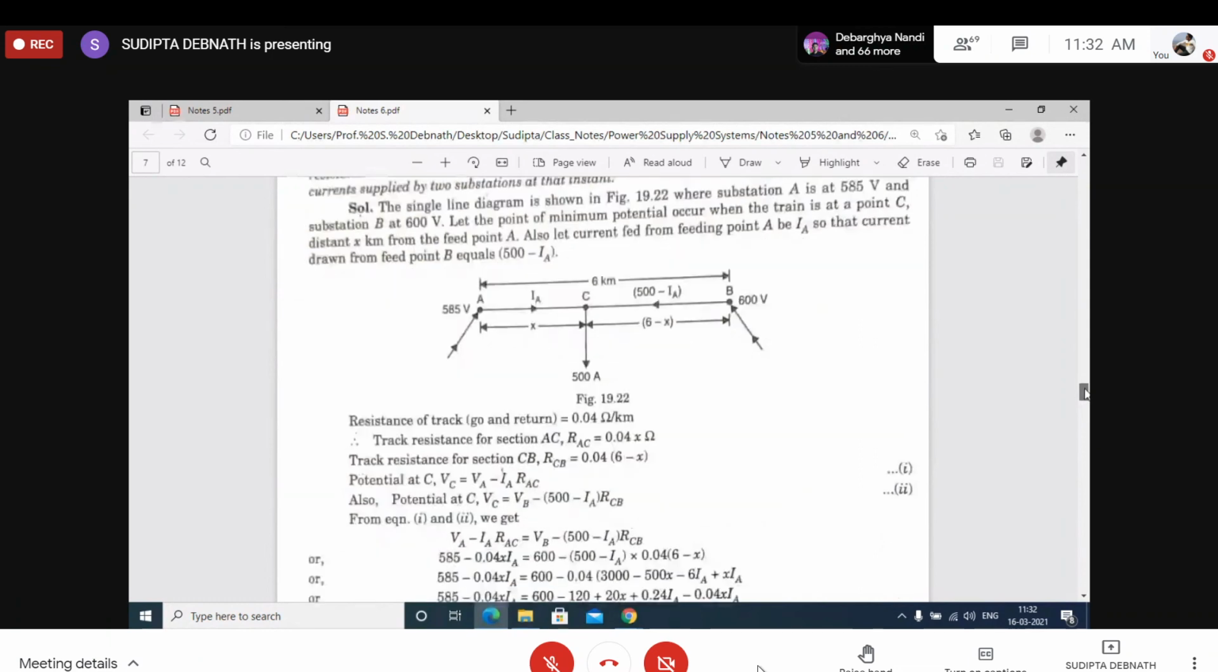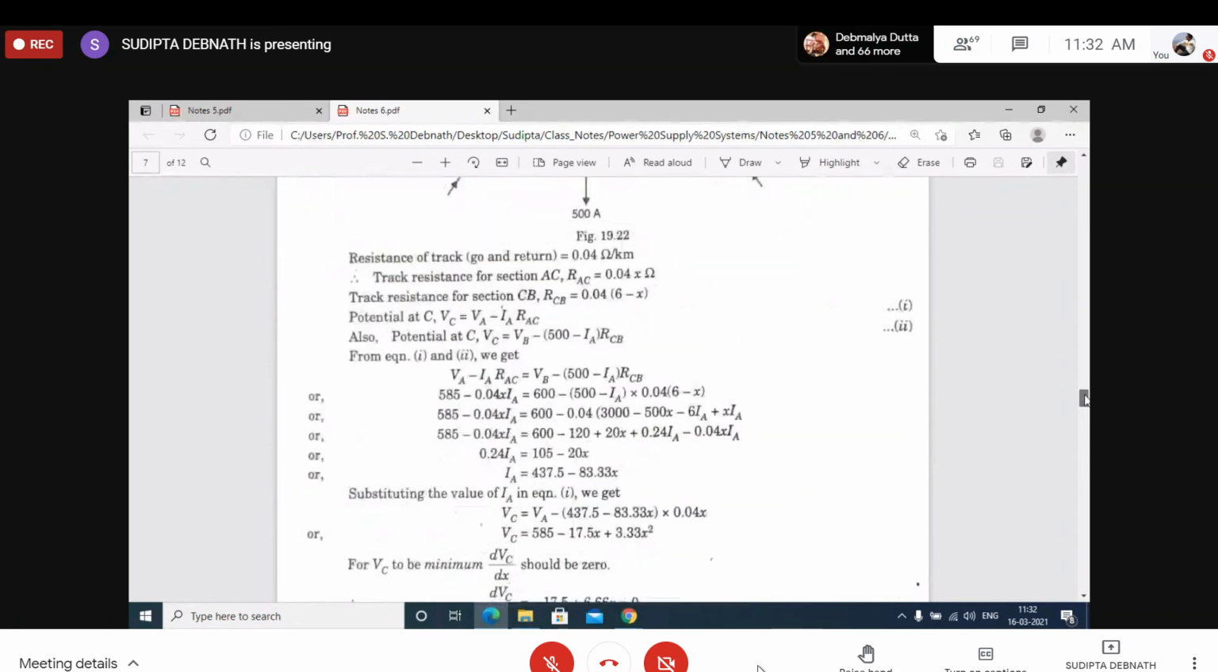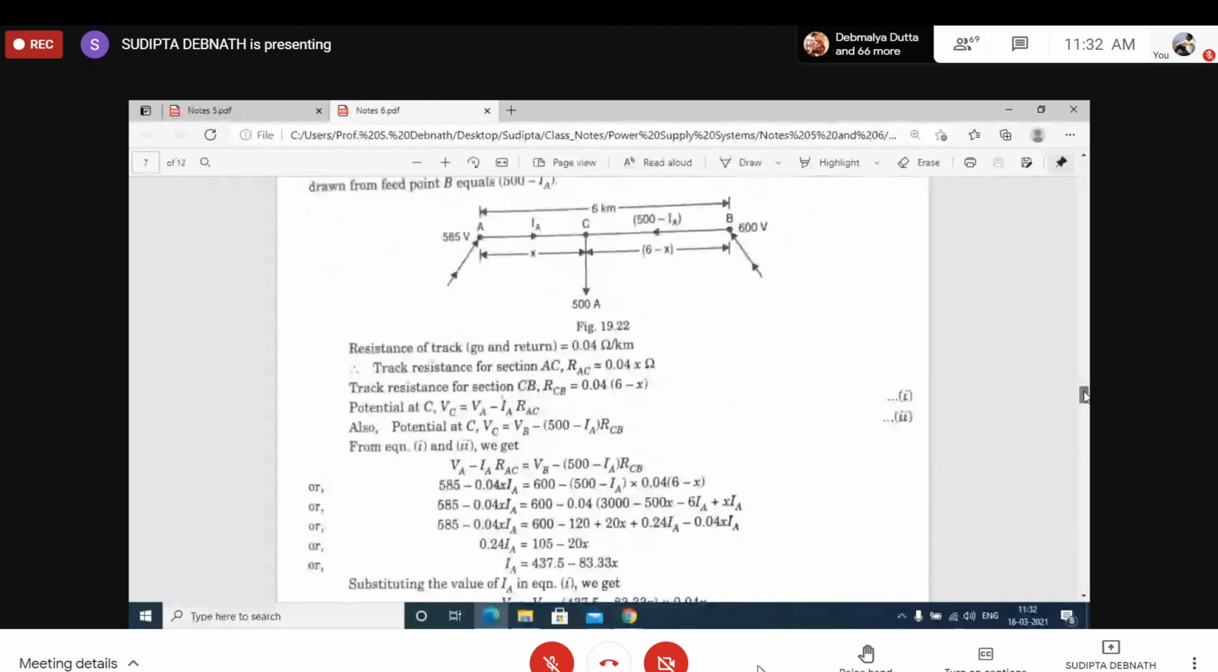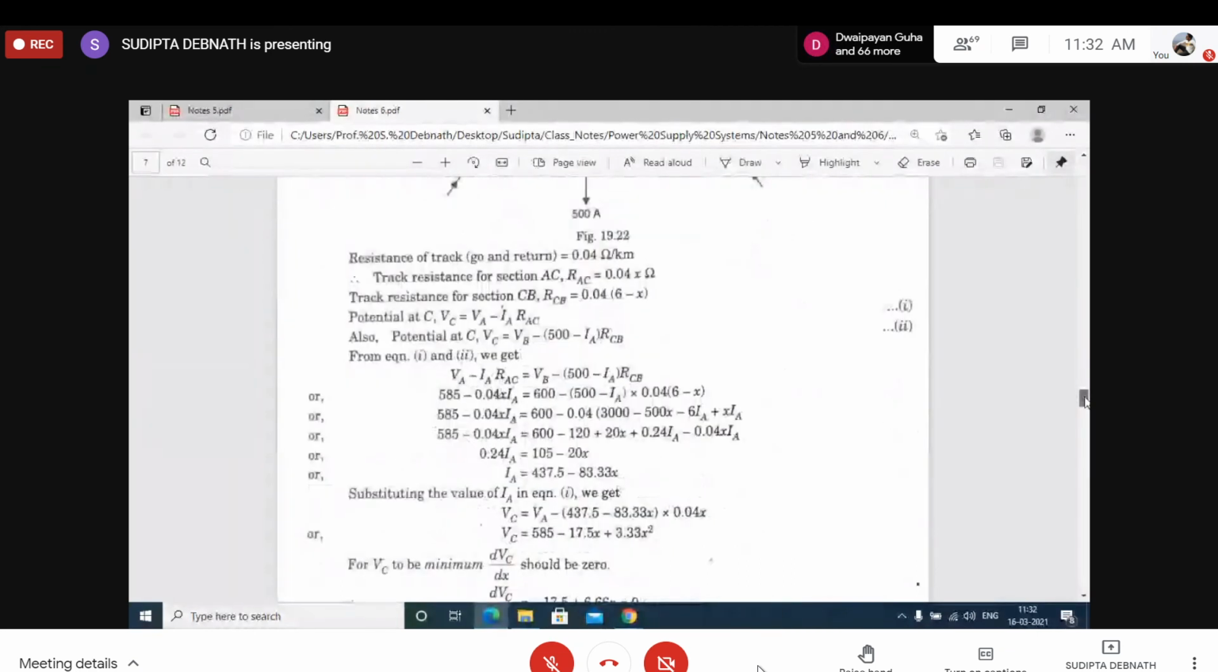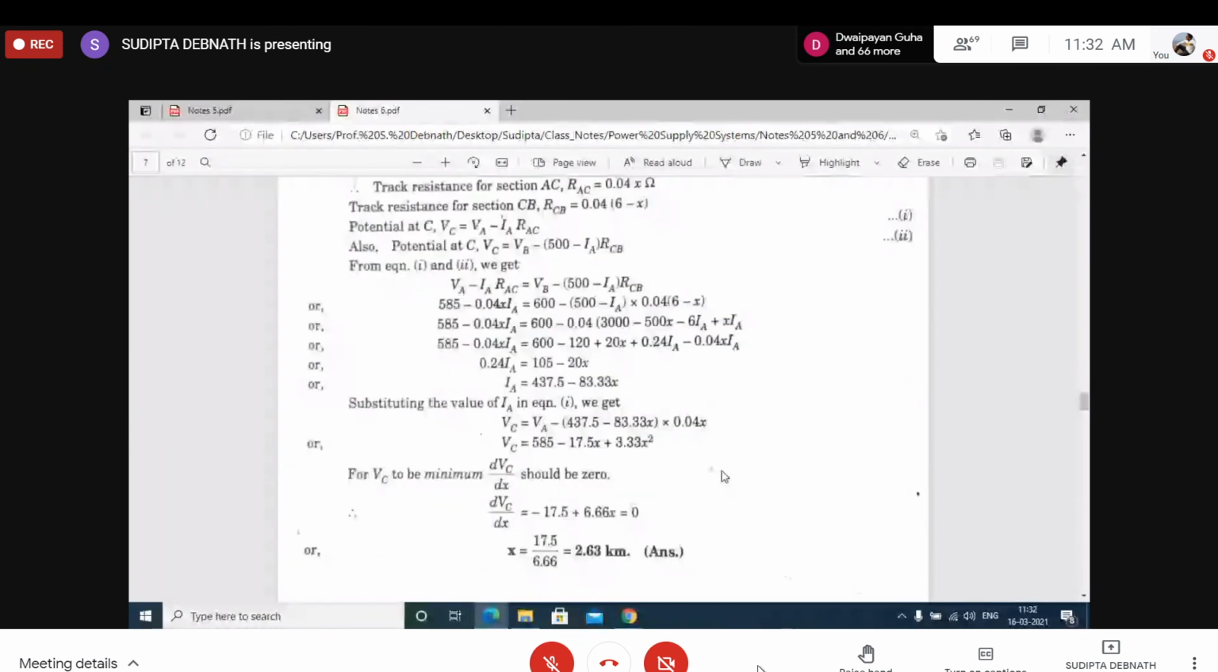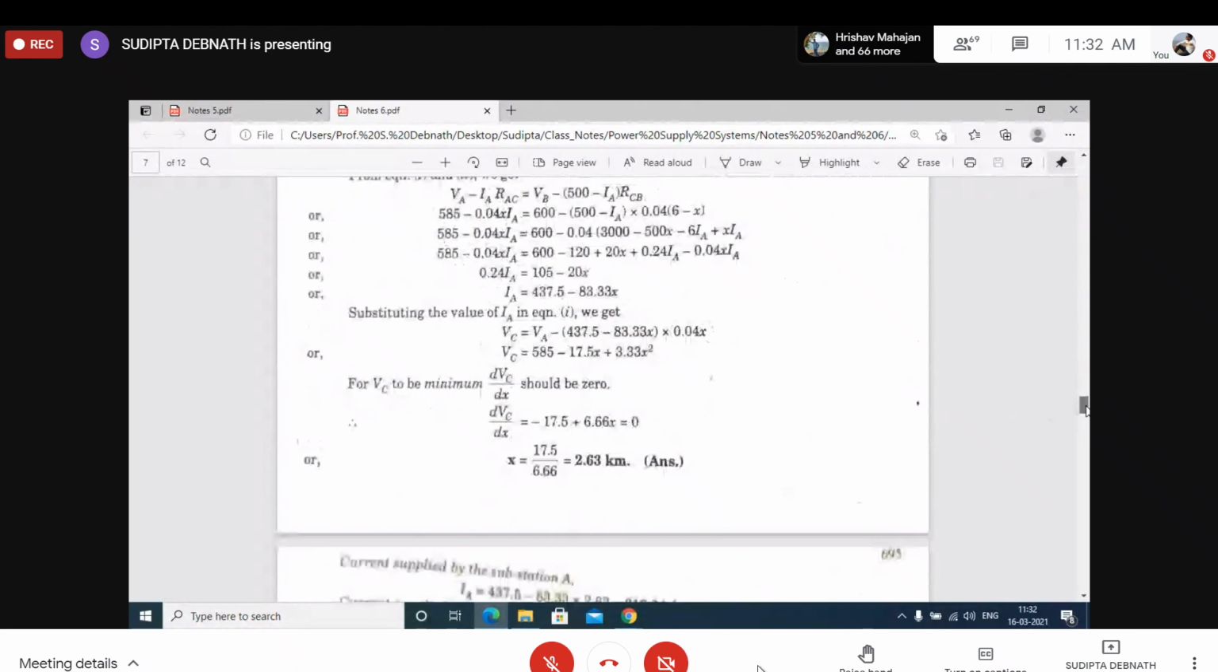Now for what value of x is VC minimum? You have to find it out. There is no other alternative than to differentiate with respect to x. They have differentiated it with respect to x to find the point of minimum potential, and they have found that when the train is at a distance of 2.63 kilometer from A, the minimum potential occurs.